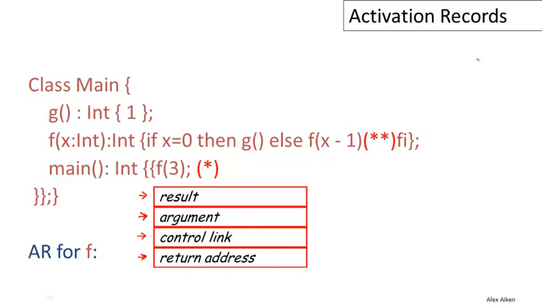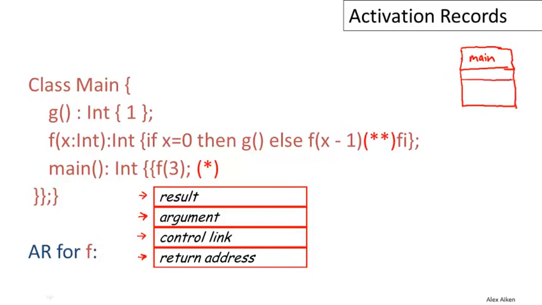So now let's just execute this program by hand and work out what the activation records will look like on the stack. When the program is first invoked, it will call main. There will be an activation record for main, but we're not going to worry about that. We're just going to focus on F. And then main is going to call F. When main calls F, an activation record will be pushed onto the stack.